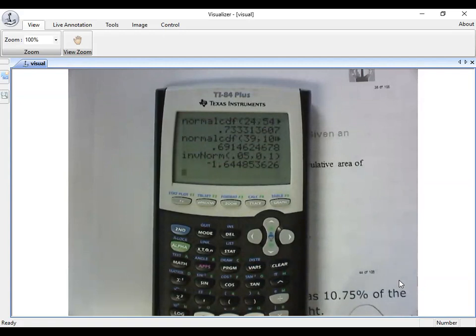Does that make sense? So the number is just off a little bit. Well, if you round 3 places, then you got it, negative 1.645. Okay?